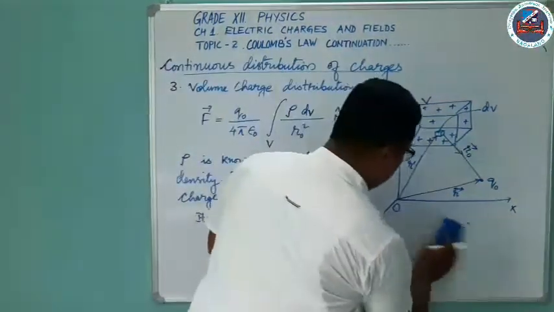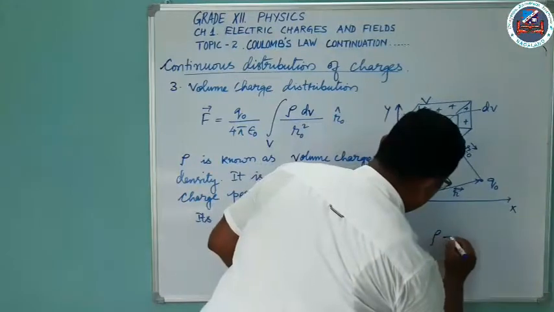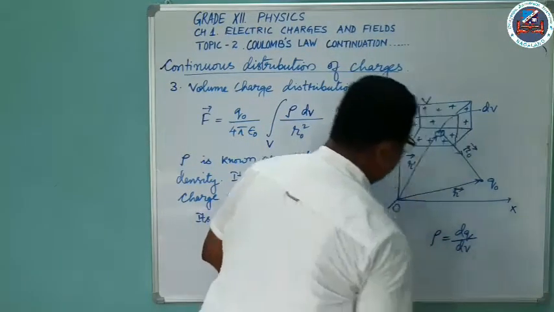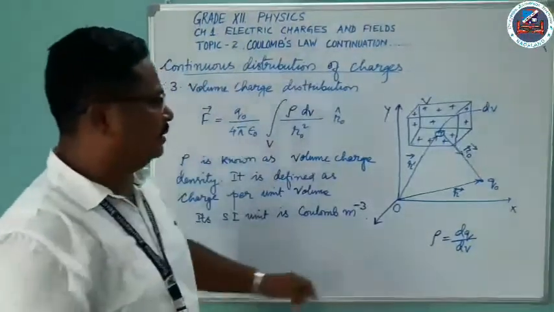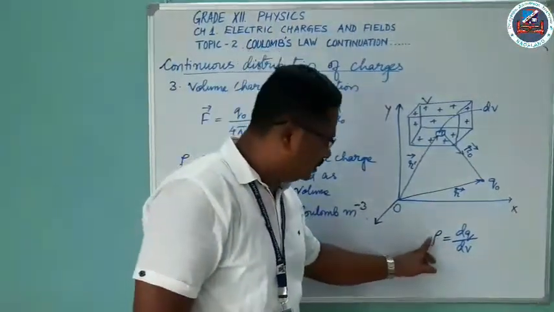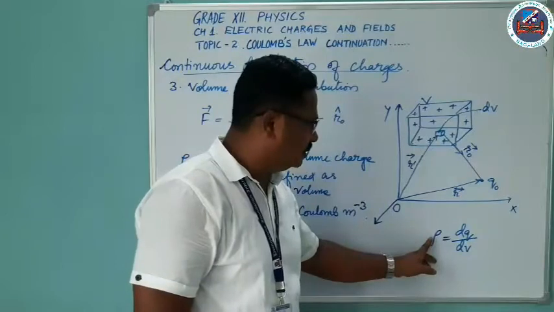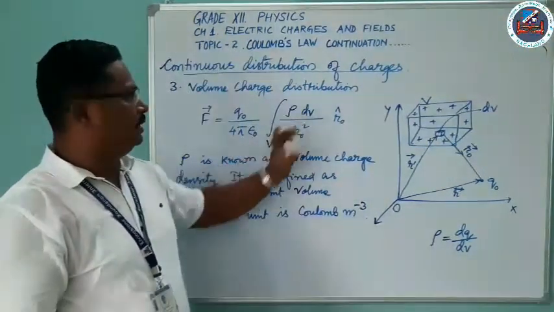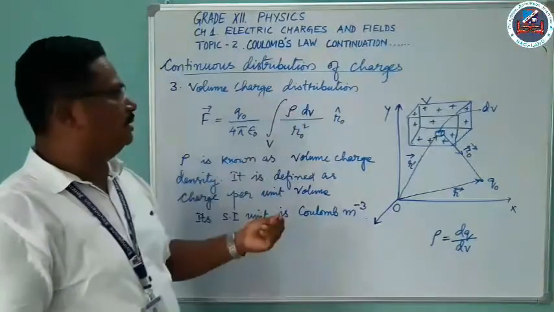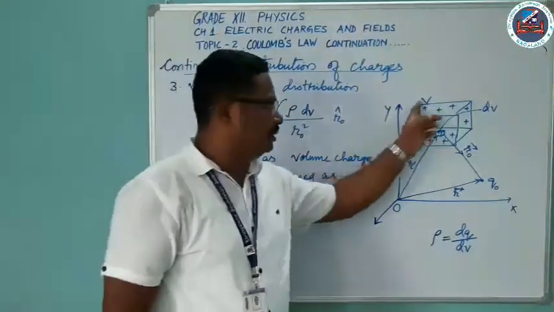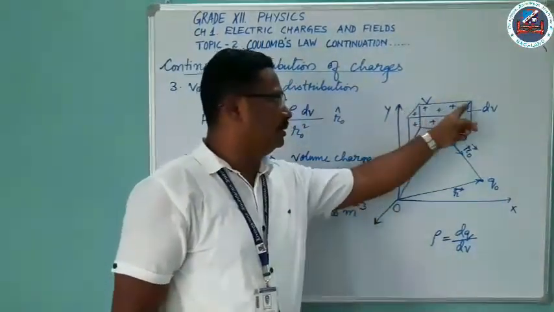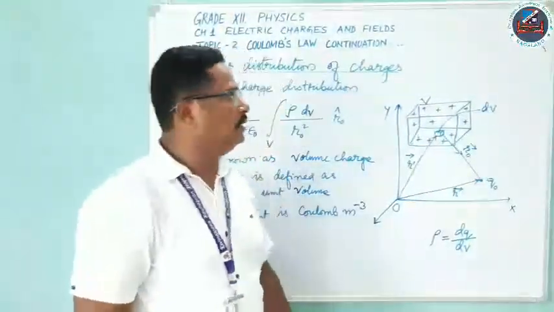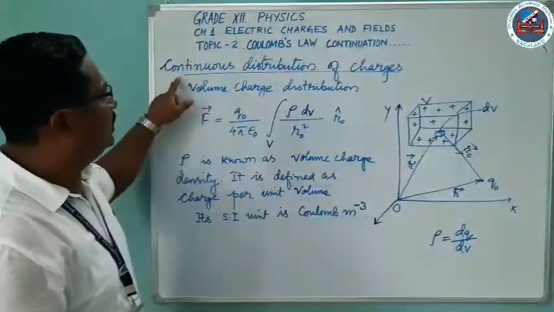Here rho is equal to charge per unit volume, dq by dv, and dq is rho into dv. Here we are writing rho dv. That indicates the charge, and when we sum up, we get the sum of all the charges residing in the body. That is your second topic.